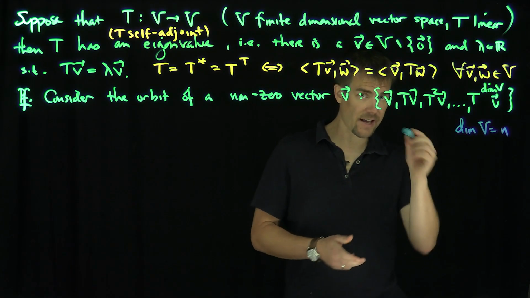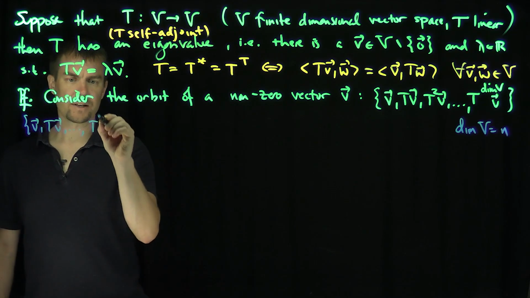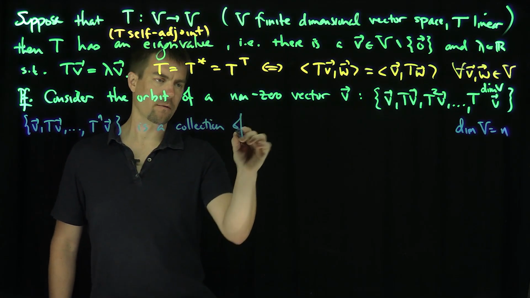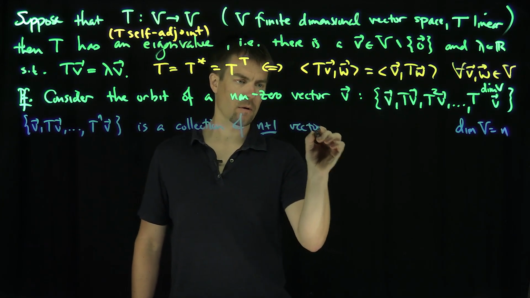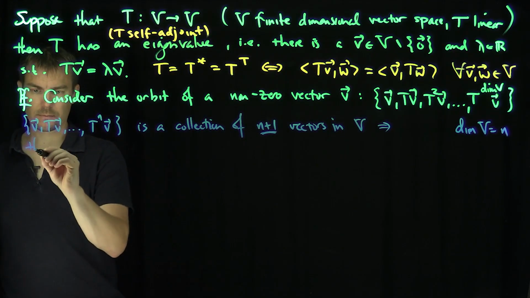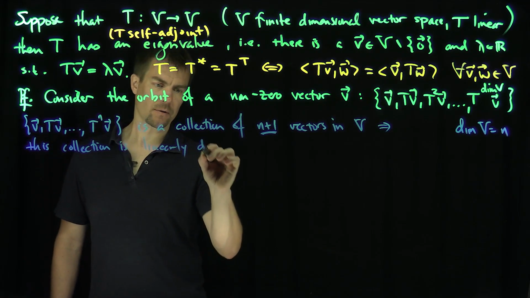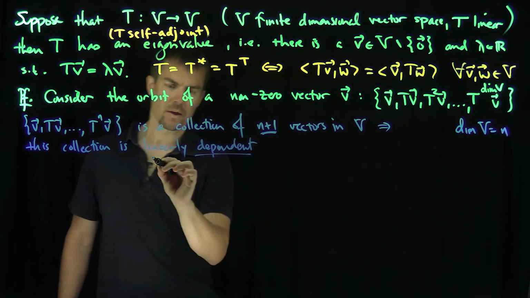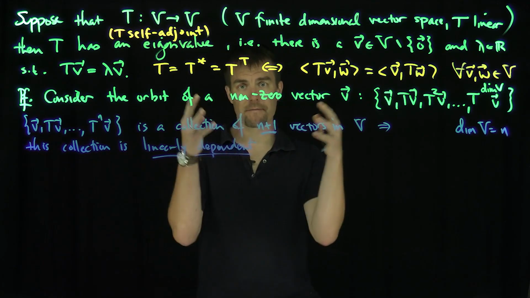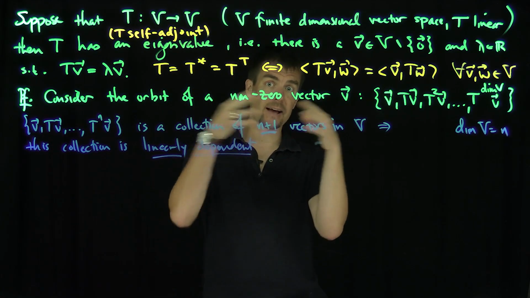Then we have a set of vectors: the orbit v, Tv, up to T^n v, is a collection of n plus 1 vectors in V, and therefore it has to be linearly dependent. And that's just a simple idea. All that is saying is that I have more vectors in this truncated orbit than the dimension of the whole space V, right? So there are more elements in this orbit than there are in a basis of V, which means that the set has to be dependent, right?